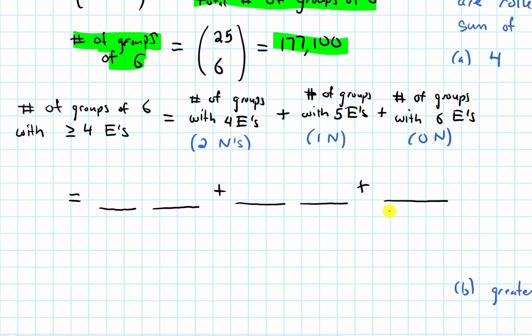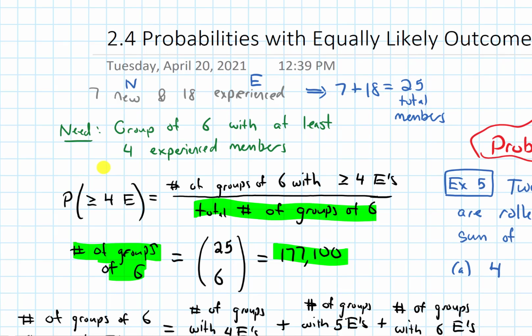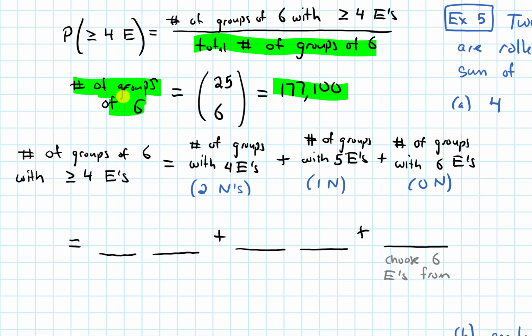In that last case, we are choosing 6 experienced members, 6 E's, from... well, if I need to pick all experienced members, how many experienced members did we have total? Well, there were 18. So we'd be picking these 6 experienced members from the 18 E's that we have total. The order in which we pick them doesn't matter, so we're going to use combinations. So we're choosing 6 from the group of 18.